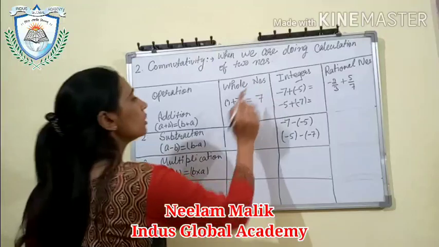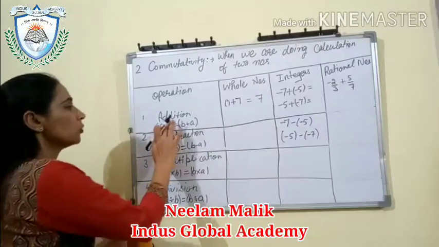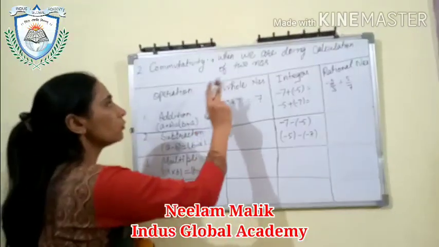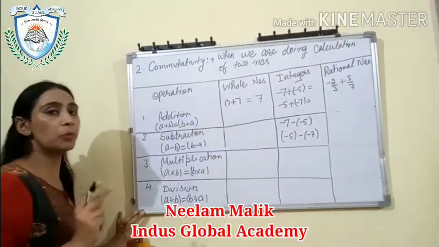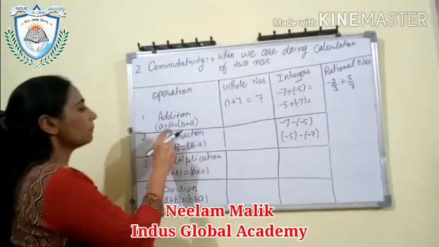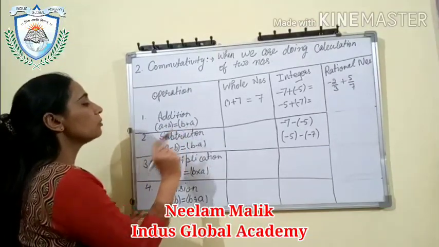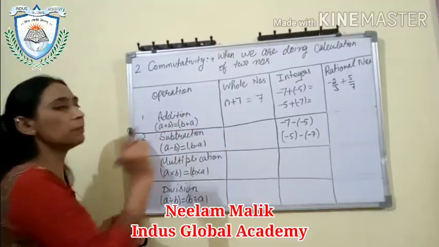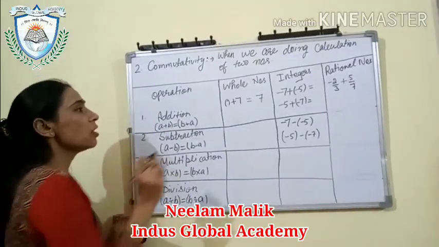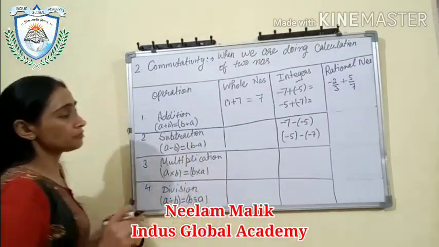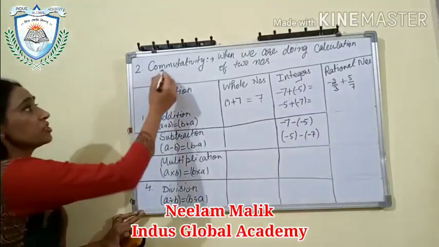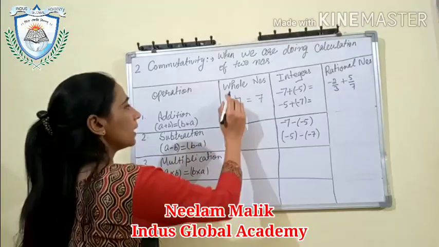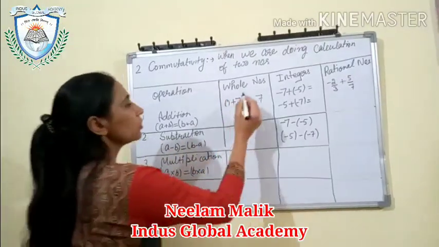If we are doing the operation on whole numbers, suppose here is addition. If we are doing addition, we will apply this property on the two numbers: a plus b is equal to b plus a. If a plus b is equal to b plus a, then we will say whole numbers are commutative under addition. Let us take an example of the whole numbers.